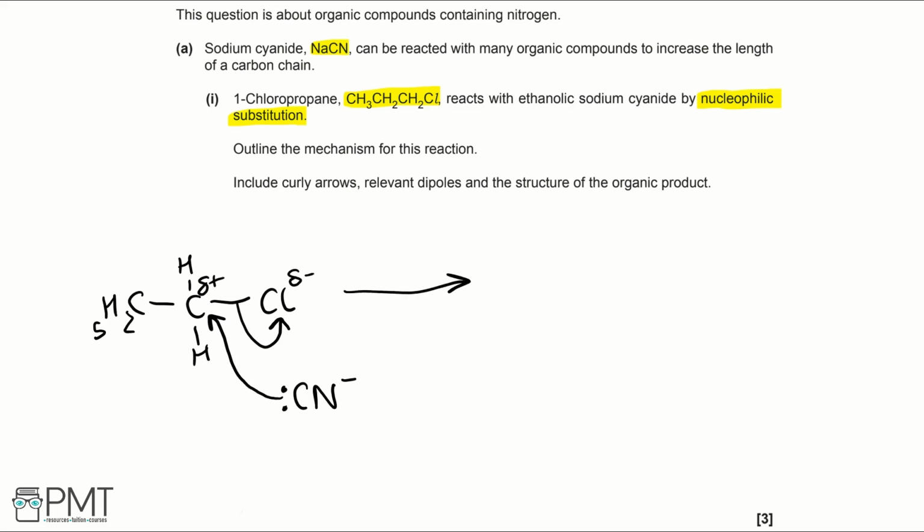Then, in the final stage of the mechanism, we need to show that the length of the carbon chain has been extended, and this is because the cyanide bonds instead of the chlorine, so we get a chloride ion at the end. So, to clarify, we get a mark for our curly arrows, a mark for the dipoles, and a mark for including the chloride ion in the final stage of the mechanism.